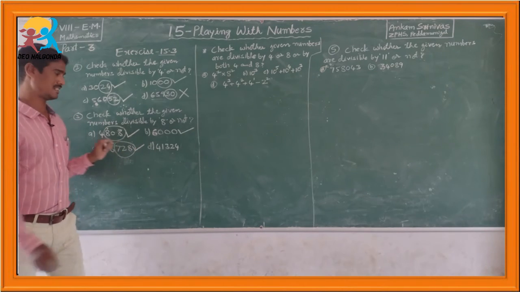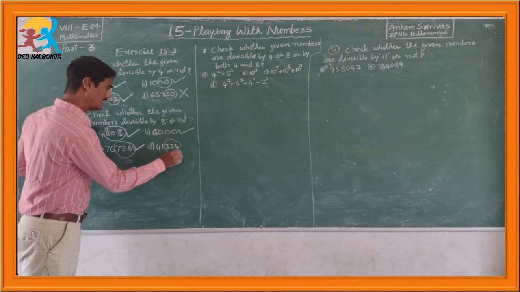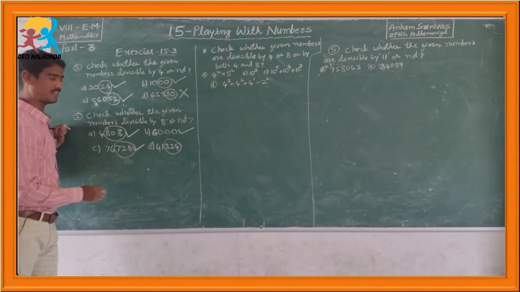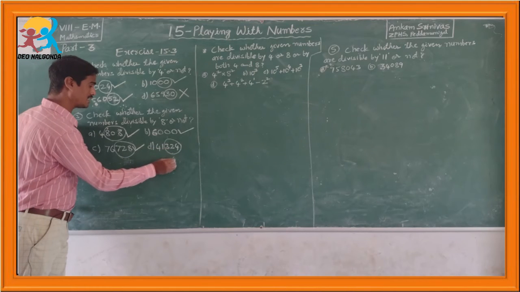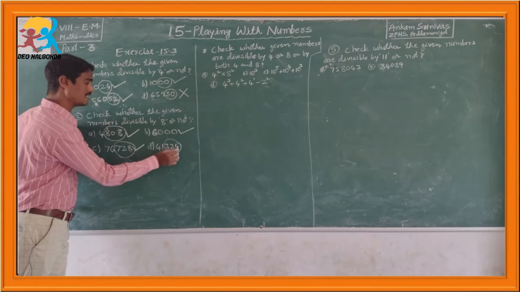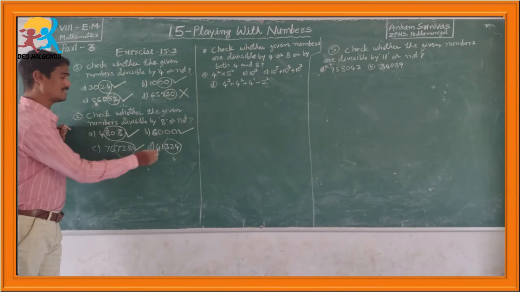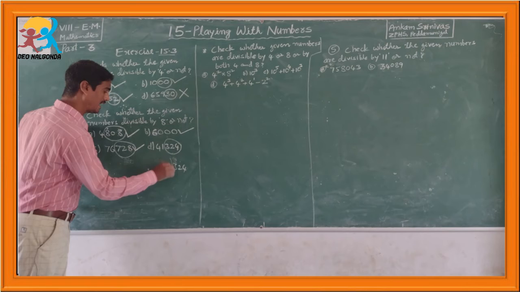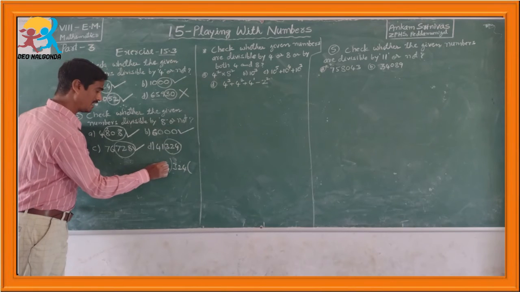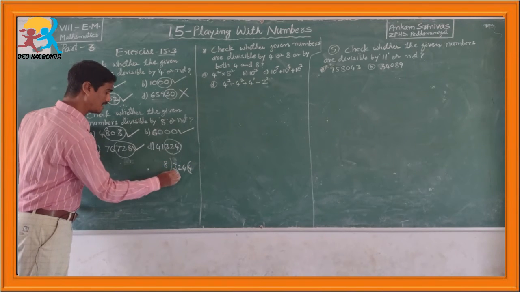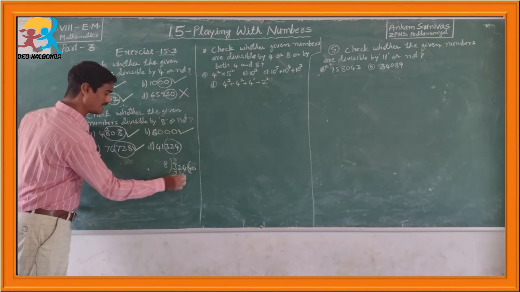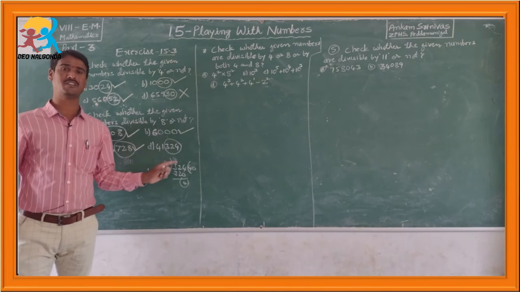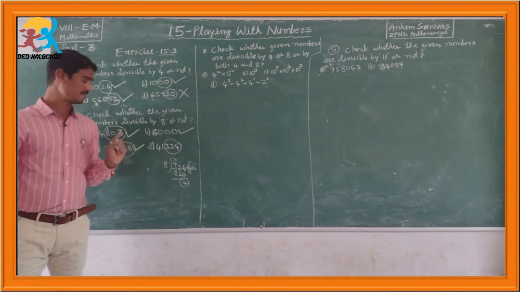Next, the three digit number 324. 8 fours are 32, 4 is the remainder. 324 is not divisible by 8 because in the 8 table, 8 fours are 32. If I take 8 forties are 320, the remainder is 4. So 324 is not divisible by 8.